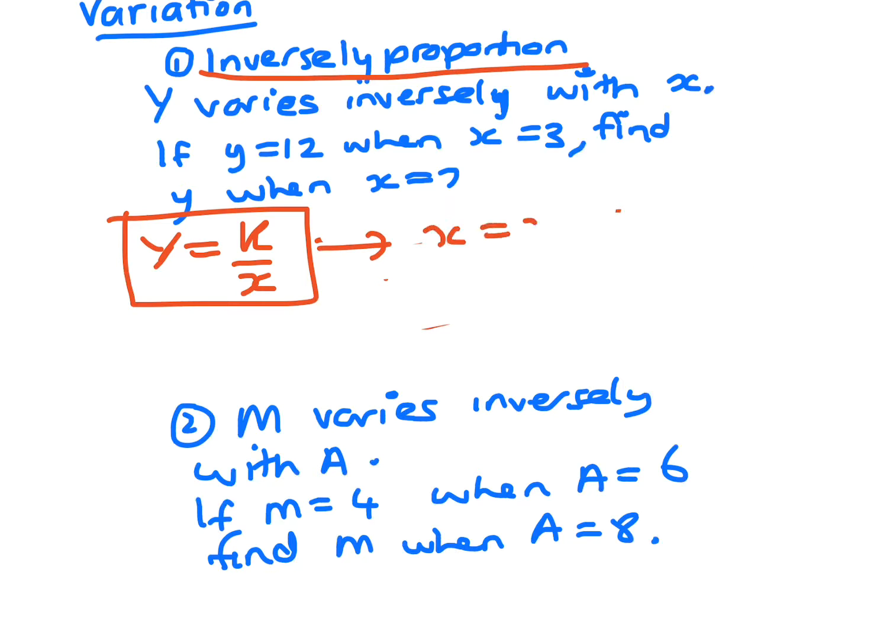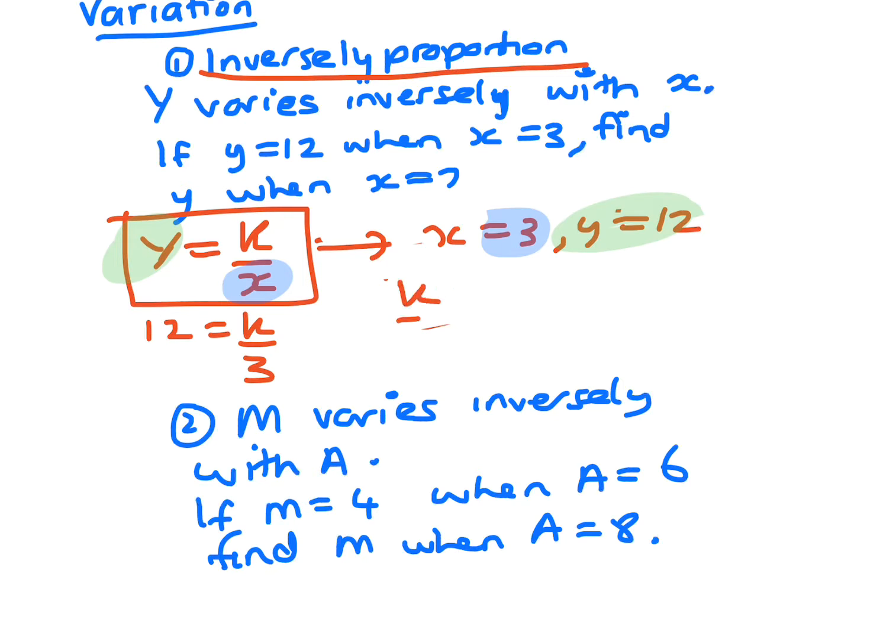And then x equals 3 when y equals 12. That means that where the x is, you are going to put 3. And this will help you find your k. And where the y is, you are going to put 12. So that means that 12 equals k over 3.